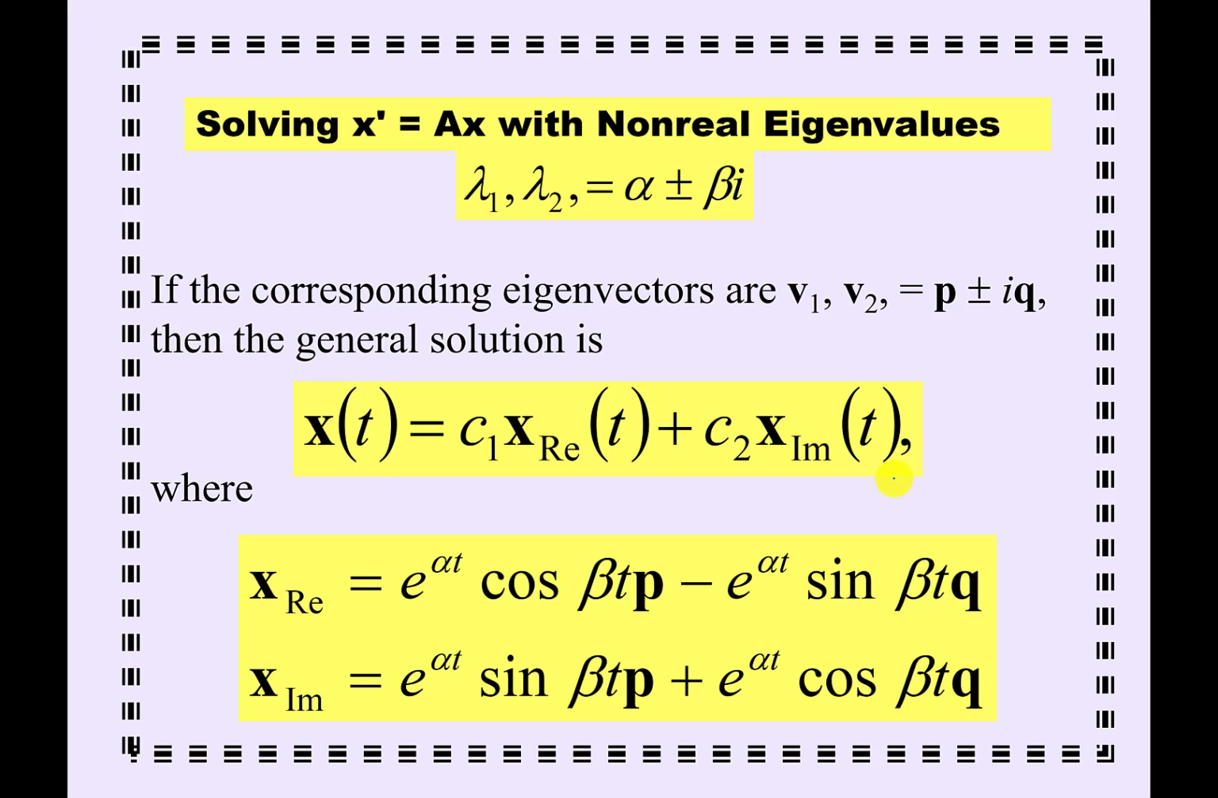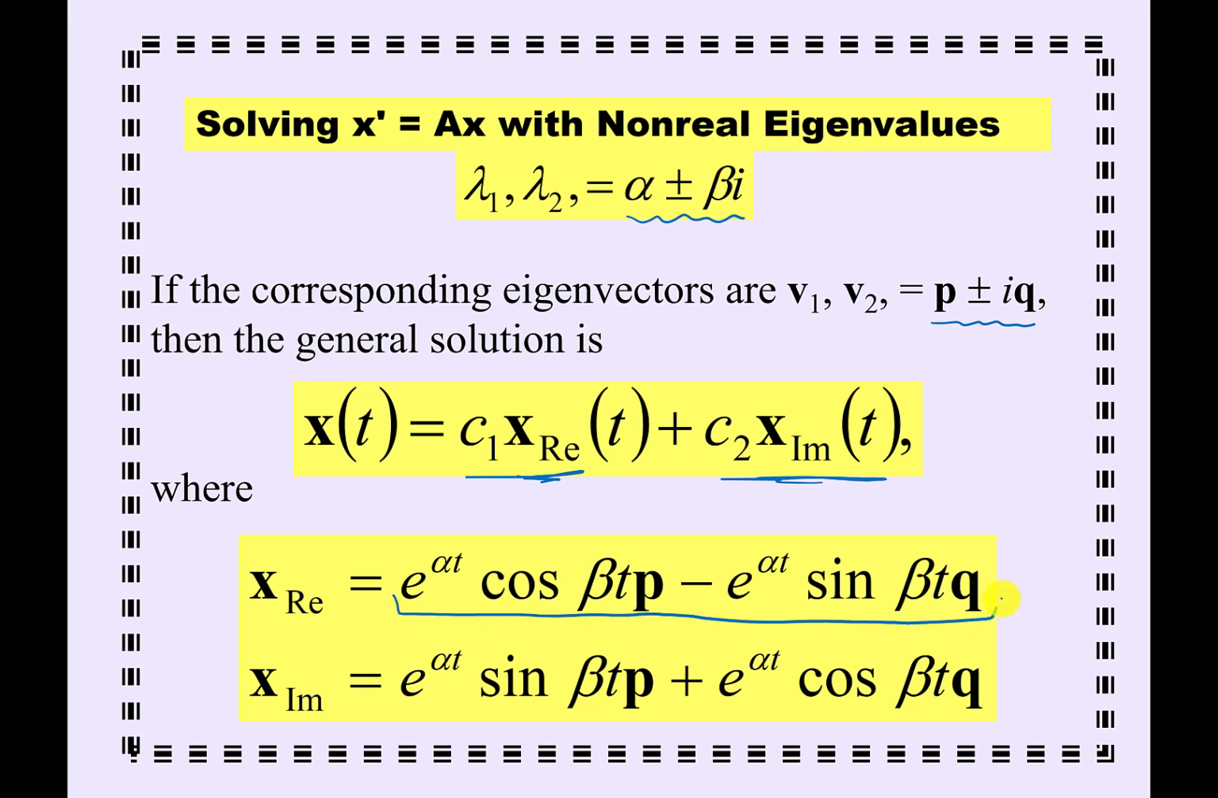So here's a summary of that. When we have complex conjugate eigenvalues and our eigenvector is p plus or minus qi, that covers both eigenvectors, then we're going to build the solutions by taking the real part and the imaginary part and putting them in a linear combination. The real part we just saw, and we need to put those e's on there now.